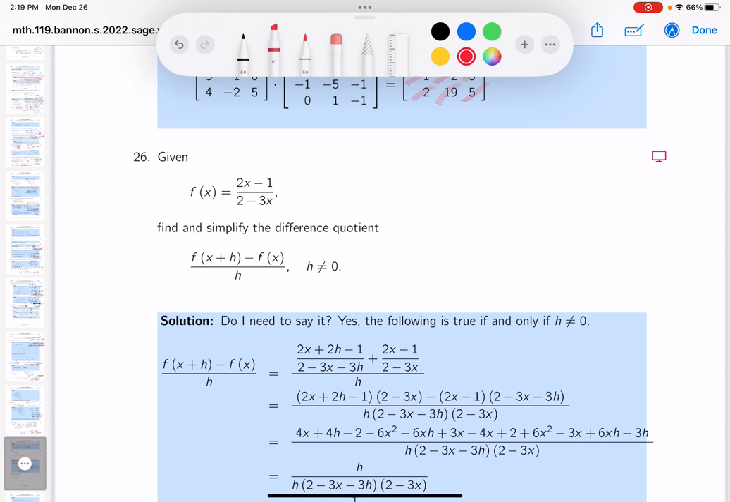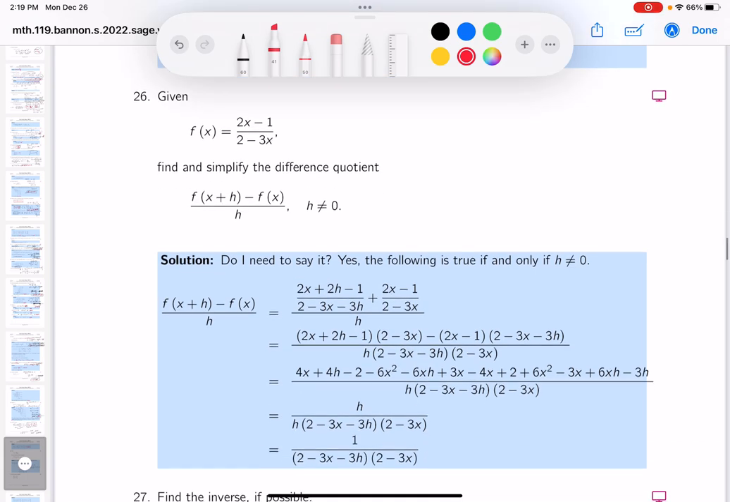Okay, so it's typed up. Let's look through it and make sure you understand what the steps are. The first step is just to write down the difference quotient. That's all we did over here.